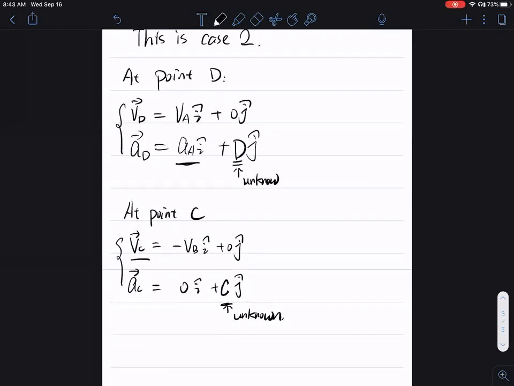Negative acceleration. You mean for AC or AD? For AC.